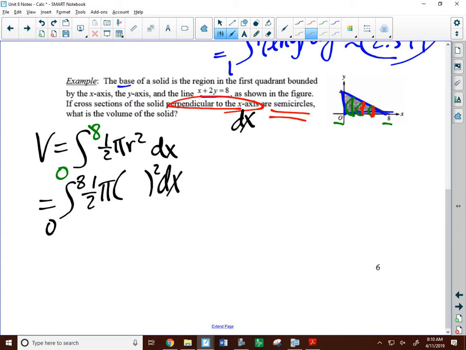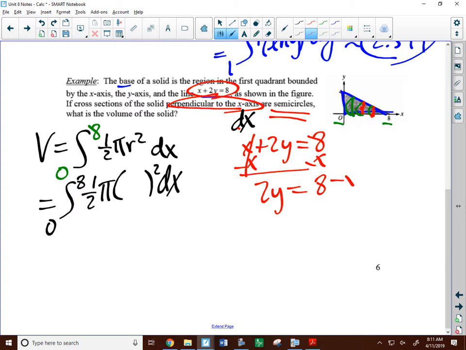So let's go ahead and do that here. It's a dx question, so I need to solve it for y. Rewrite it. Okay. So I need to solve it for y. So I'm going to subtract x from both sides. 2y equals 8 minus x, or negative x plus 8. And then divide by 2. So we'll get 4 minus a half x, something like that.